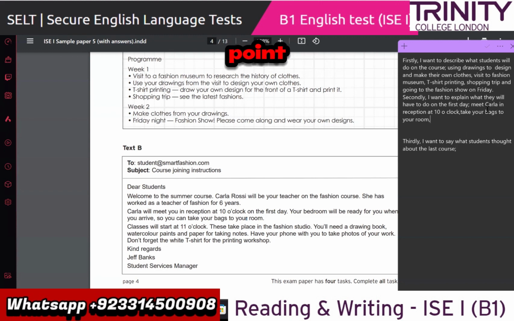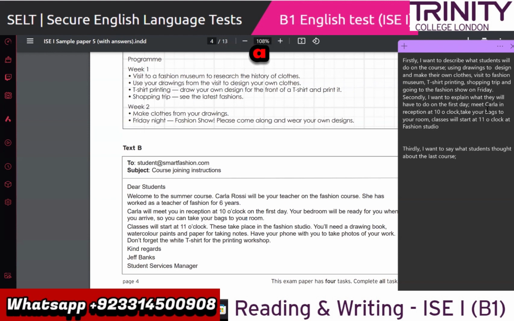Then the next point is classes will start at 11 o'clock in the fashion studio. Classes will start at what time? 11 o'clock at fashion studio. You can also say go to fashion studio to attend class at 11 o'clock, right? That's your choice how you want to paraphrase it. Okay, next one.